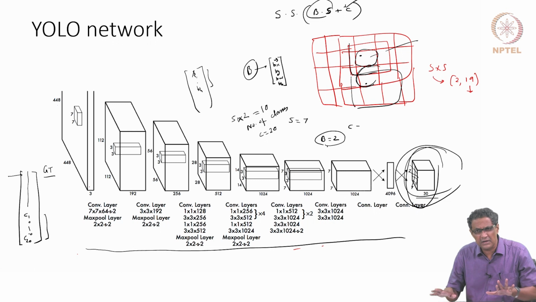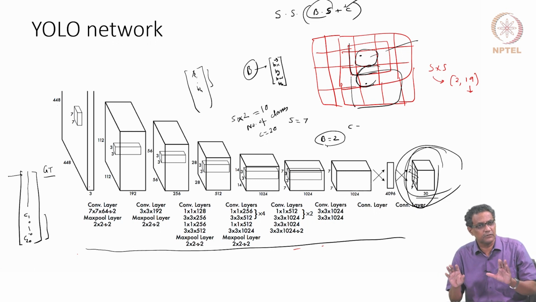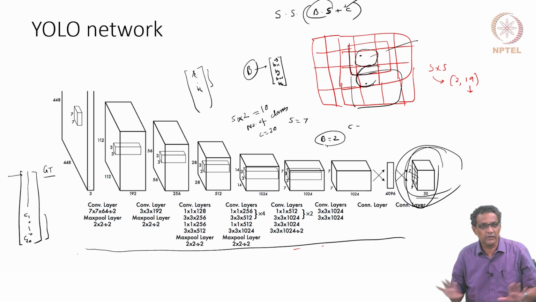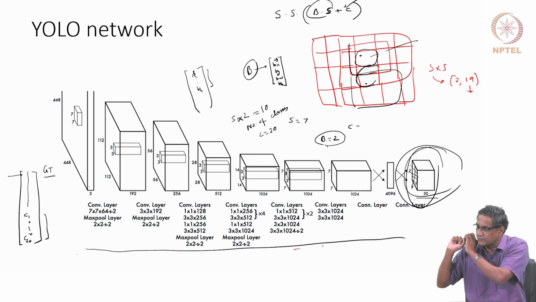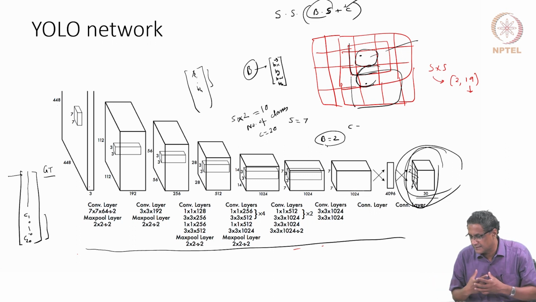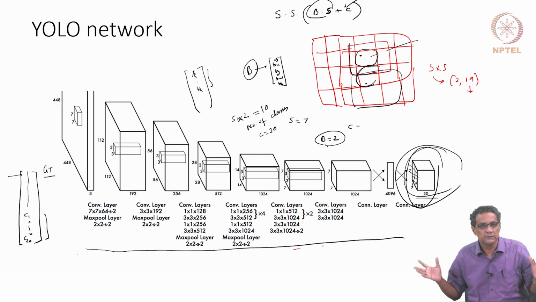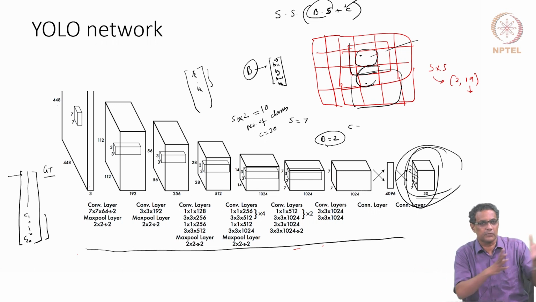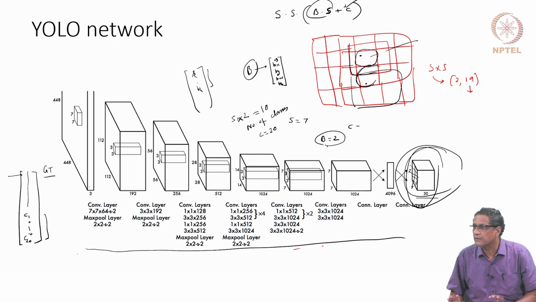But then the overall network is actually pretty simple. This is all that is involved. You are just asking for an output tensor. You are not really talking about a region proposal network. This is one shot: look at the whole image, produce that tensor. That is YOLO. That's why it's simple, once you understand how it is doing it.